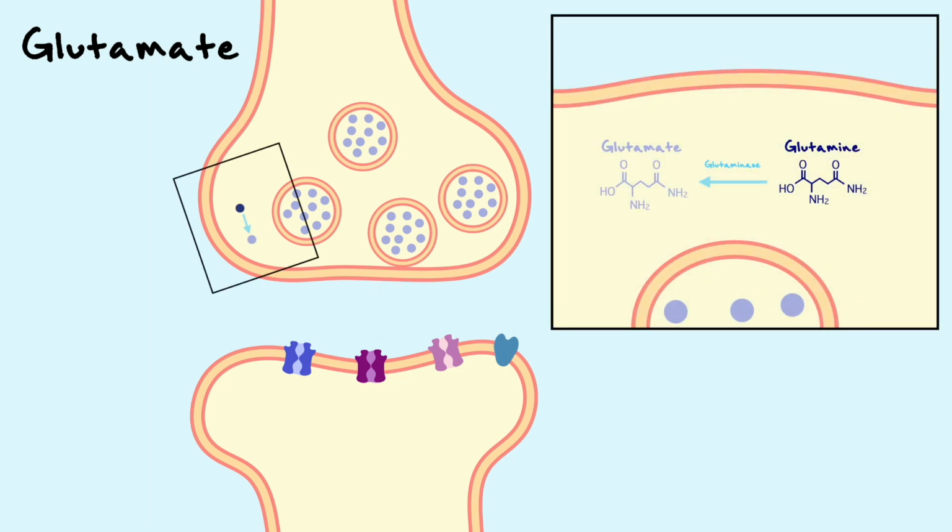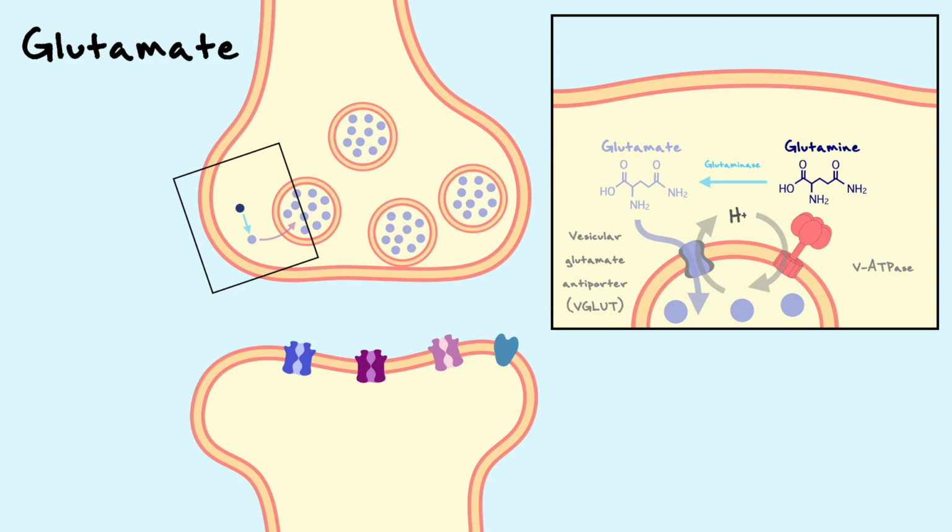Glutamate is directly synthesized at the terminal from glutamine in a straightforward reaction catalyzed by the enzyme glutaminase. To get the transmitter inside, the vesicles have a V-class ATPase that pumps protons inside the vesicle, and then the proton gradient is used to import the glutamate inside the vesicle. The transporter that mediates this exchange is named the vesicular glutamate transporter.